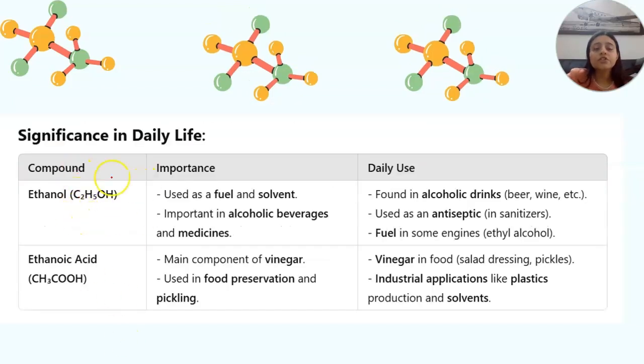First of all, we need to know where we are actually using ethanol and ethanoic acid in our day-to-day activities. Ethanol, which is alcohol, is commonly used as fuel in our automobiles. It is used as a fuel and solvent, in alcoholic beverages and medicines, found in alcoholic drinks like beer and wine, as an antiseptic, and as fuel in some engines. And what about ethanoic acid? It's an acid, used as vinegar, in food preservation and pickling, and in industrial applications like plastics production and solvents.